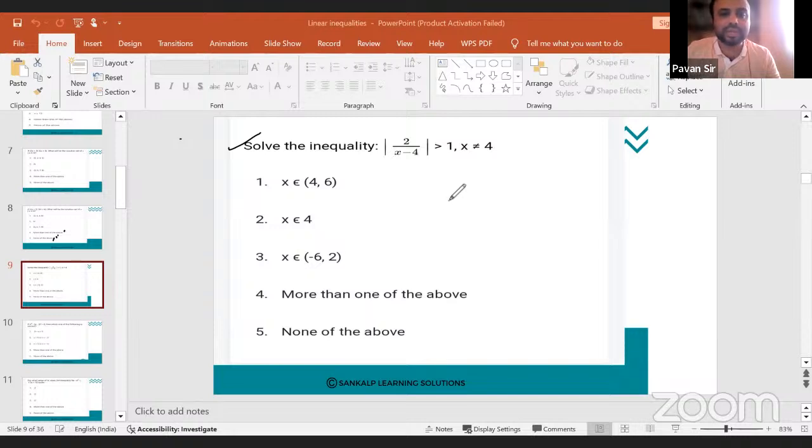Since it is given the condition that x should not be equal to 4, that is the important condition. So I can write x belongs to (2, 4) union (4, 6).